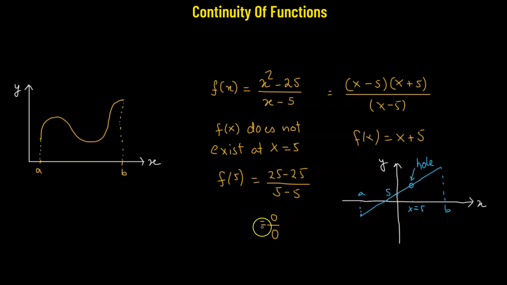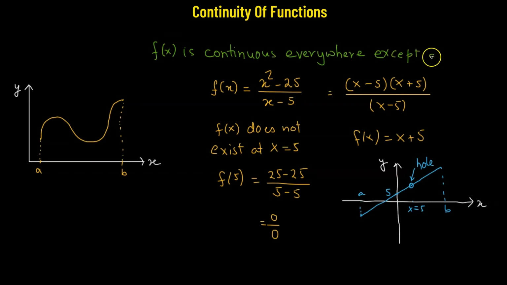A hole means it has an indeterminate form of 0 over 0. So this is continuous everywhere and discontinuous at x equals 5. Let me write it down: our function f of x is continuous everywhere except at x equals 5, where it is discontinuous. Then we can have another type of discontinuity, which is the jump discontinuity.